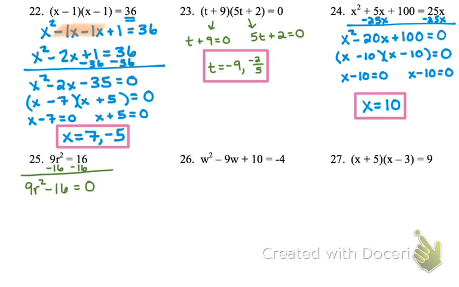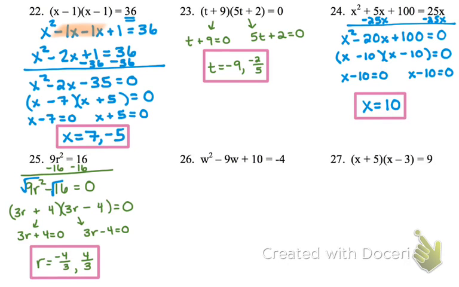Since 9r squared is a perfect square and 16 is a perfect square separated by a subtraction sign, we can use the difference of squares formula where we take the square root of 9r squared, which is 3r, that's the first term for both parentheses, and then the square root of 16, which is 4, so that's the second term for both parentheses, and always opposite signs. Now that the left side's factored, set them each equal to 0 and solve them both. We get negative and positive 4/3.